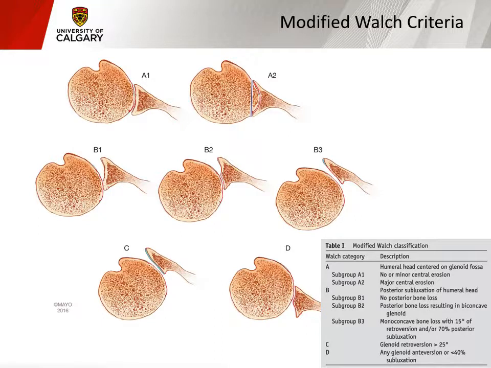There's also a picture of it, so you can see type A at the top there. Type A1 is centered on the glenoid, and in A2, that blue line is showing where the surface of the glenoid would be. You can see that deep central erosion there. Type B, you can see retroversion and posterior subluxation. Type C, you can see increased retroversion to greater than 25 degrees. And type D, you can see any anteversion. So it's just a quick picture overview of the Walch criteria.